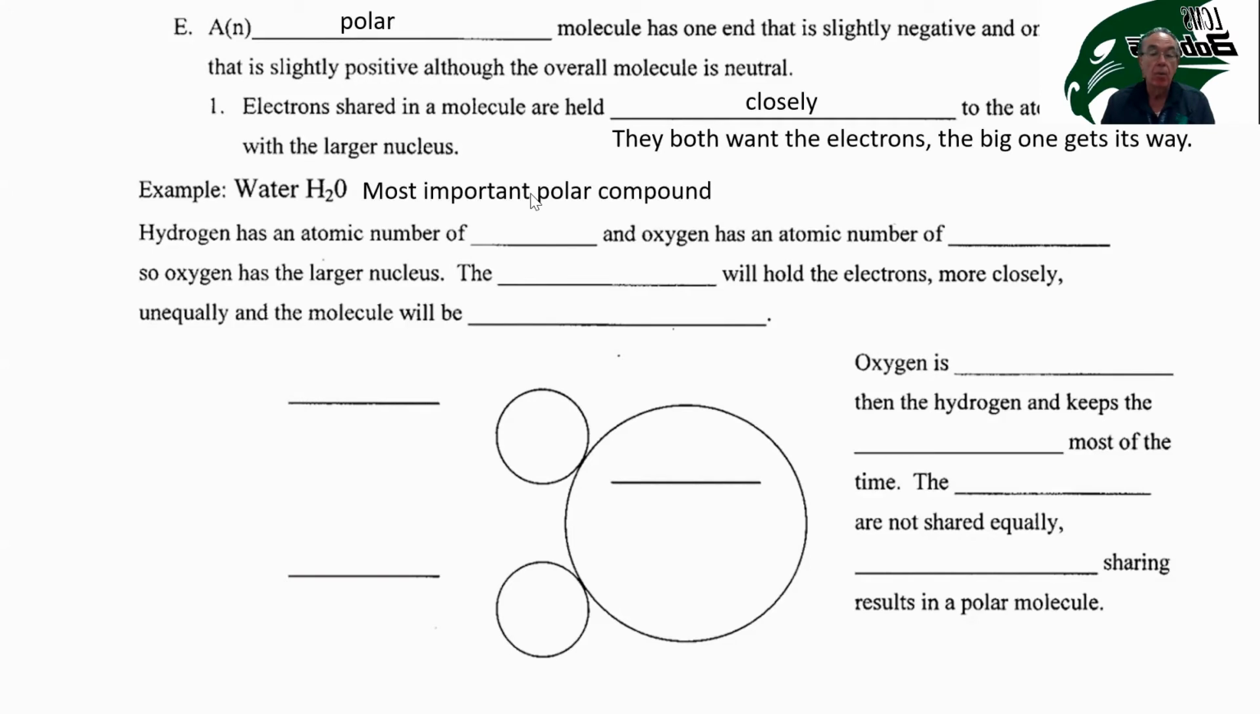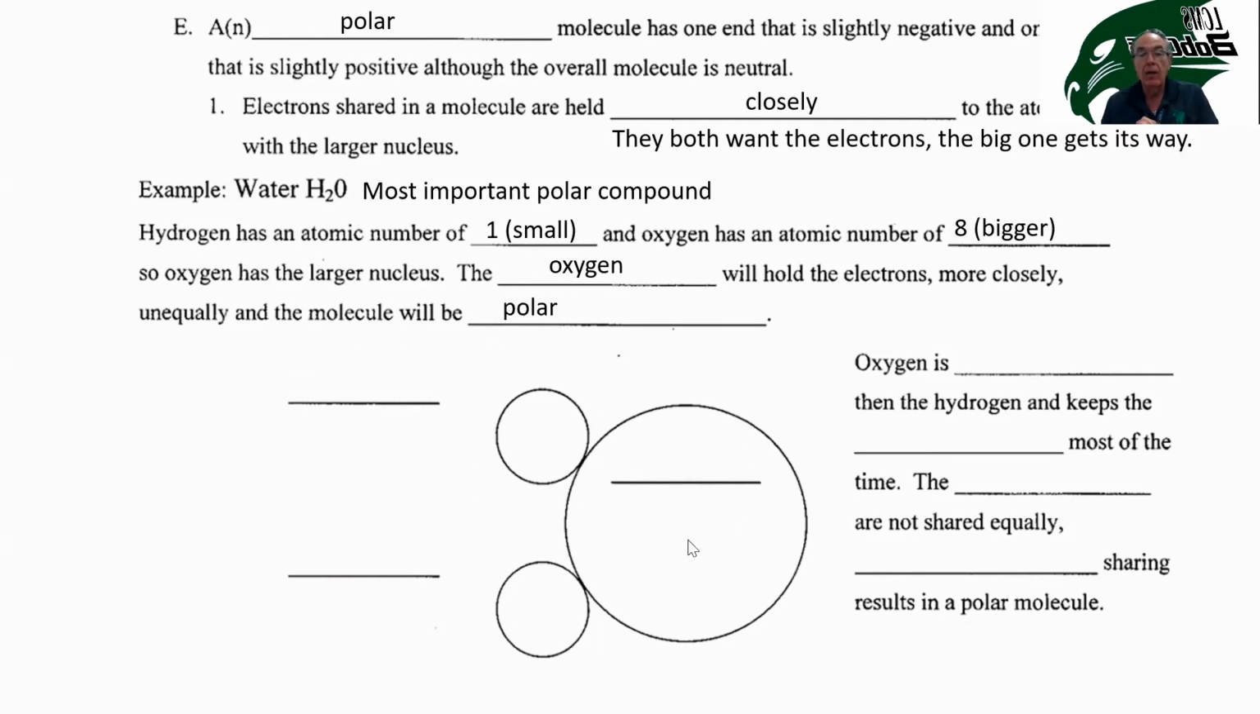Now, water is the most important polar compound there is. In the 6th grade, you learned that water was a polar molecule, and probably didn't get much of an explanation. Hydrogen is small. It's the smallest element on the periodic table. It has an atomic number of 1. And oxygen has an atomic number of 8. So it's much larger than the hydrogen. So the oxygen nucleus is larger. The oxygen will hold the electrons more closely, the ones that they want to share, and that unequal sharing results in a polar molecule.